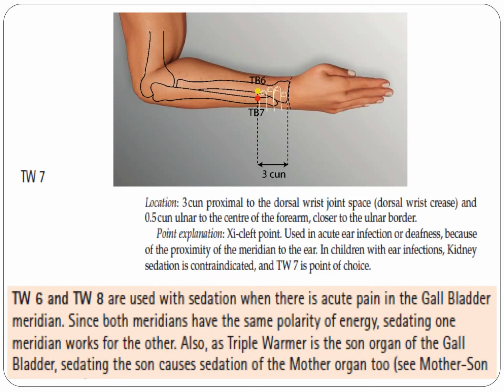Triple warmer 6 and triple warmer 8 are used with sedation when there is acute pain in the gallbladder meridian. Since both meridians have the same polarity of energy, sedating one meridian works for the other. Also, the triple warmer is the son organ of the gallbladder. Sedating the son causes sedation of the mother organ too.